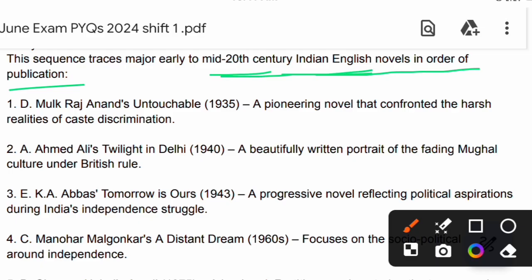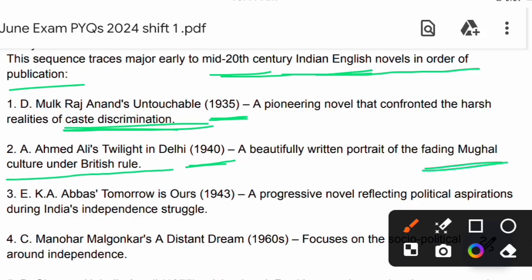Mulk Raj Anand's Untouchable, 1935, a pioneering novel that confronted the harsh realities of caste discrimination. Ahmad Ali's Twilight in Delhi, 1940, a beautifully written portrait of the fading Mughal culture under British rule. K. A. Abbas' Tomorrow is Ours, 1943, a progressive novel reflecting political aspirations during India's independence struggle.